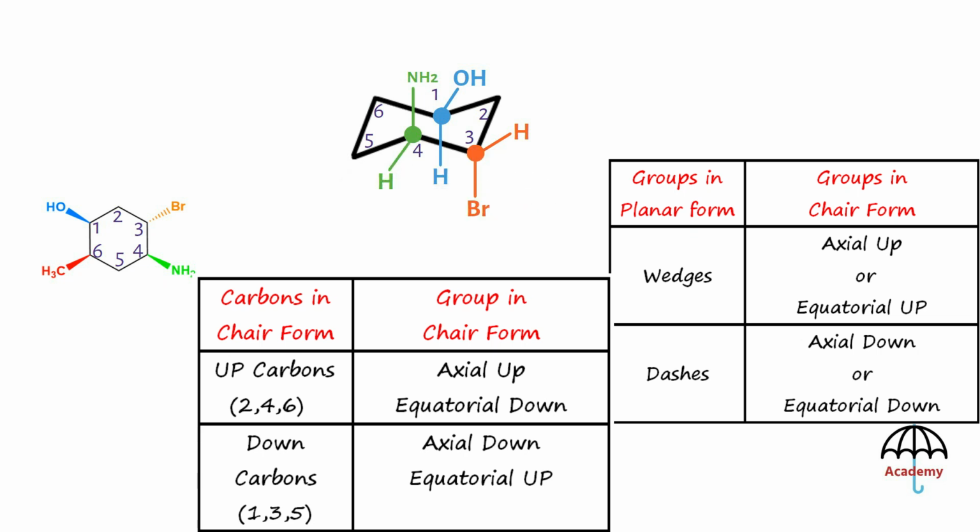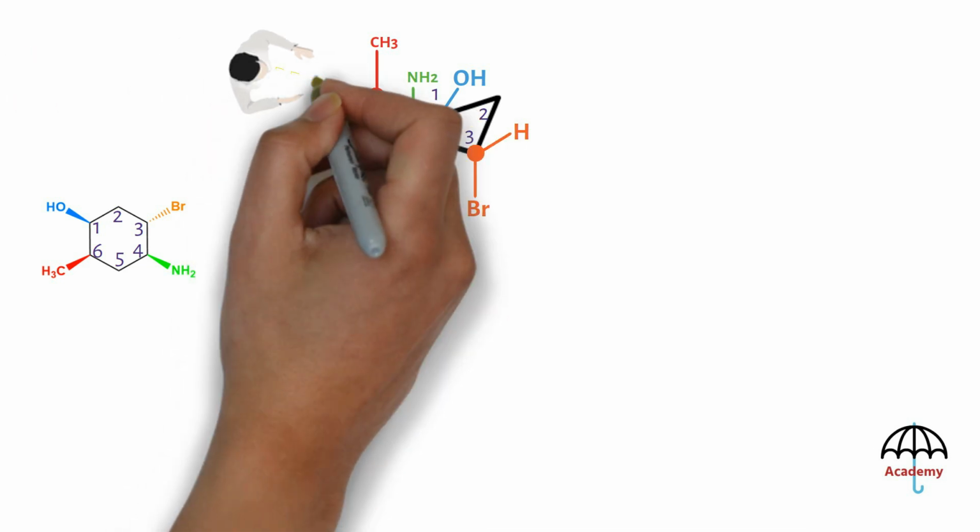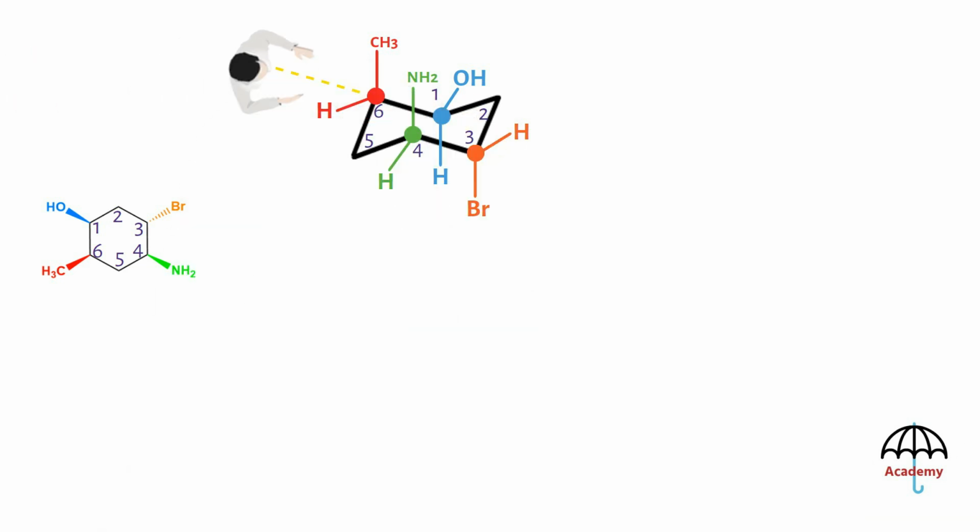On C6 we have methyl on wedges. C6 has axial as up position and equatorial as down position. So we put methyl on axial up position. This way the cis-trans relationship of different groups on different carbons of cyclohexane chair is automatically ascribed. Now to draw the Newman projection, we look through C6-C1 and C4-C3 bond. The Newman projection looks like this.